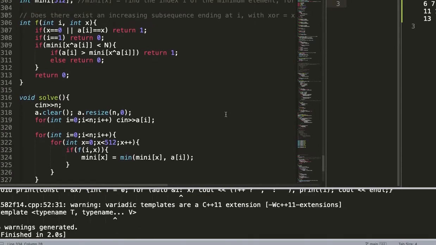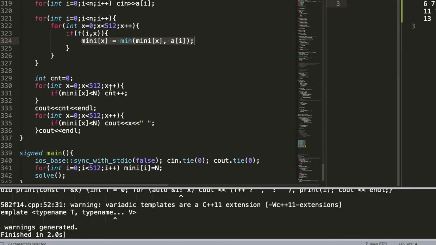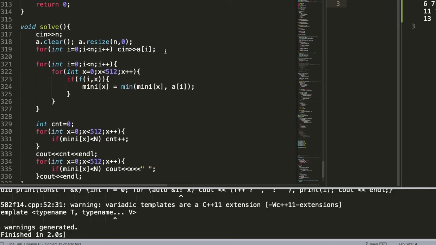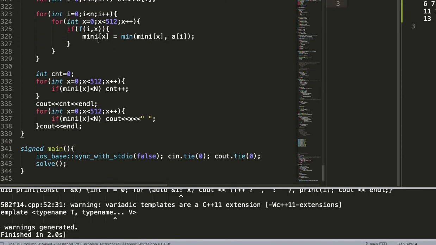Now moving on to the code. The code is very simple, as we discussed. Taking all the inputs, maintaining, if there exists a subsequence ending at the index i with XOR x, then we'll update the value of mini(x). First of all, we initialize all the mini(x) values to be infinity. Let's put it here.